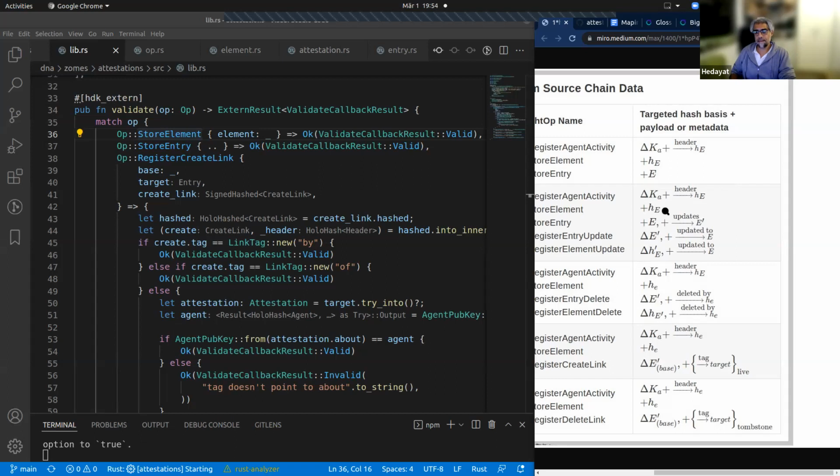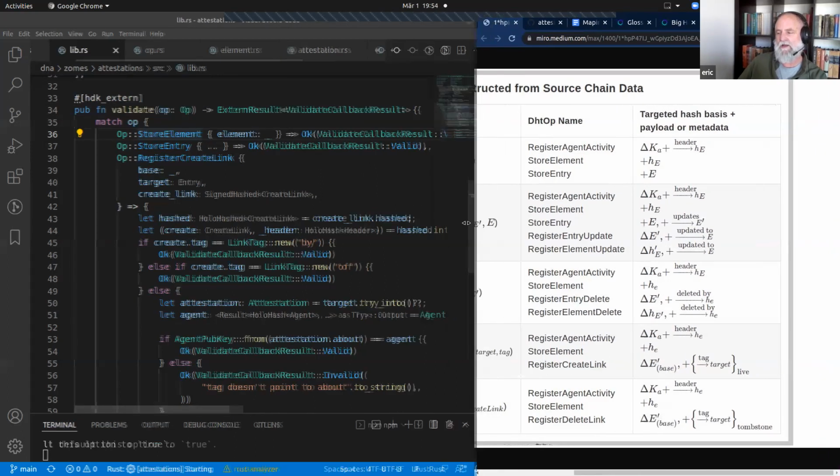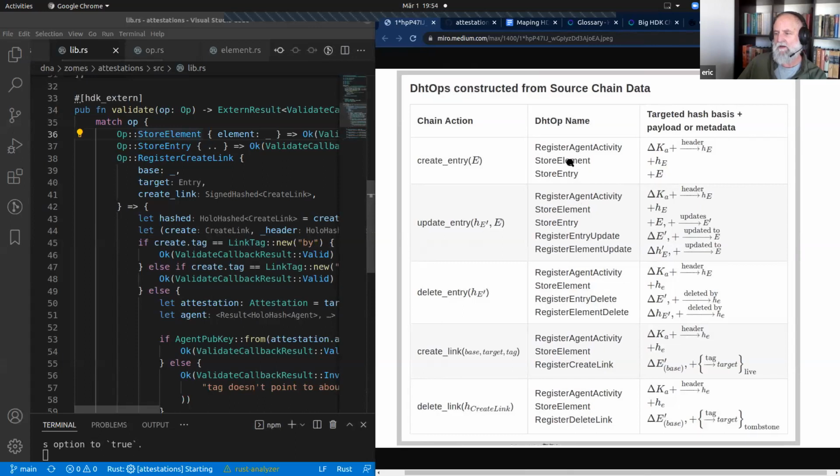For the store entry, the people in the neighborhood who are going to be getting this to validate are people whose hash is close to the hash of the entry. And for the store element, the people who are getting it are the people who are close to the hash of the header.